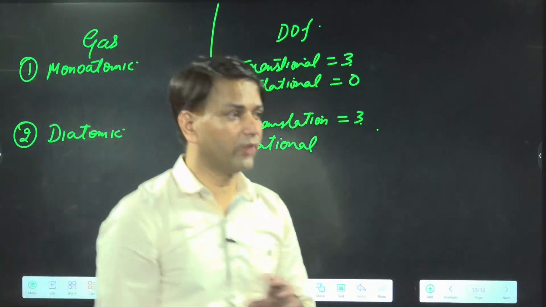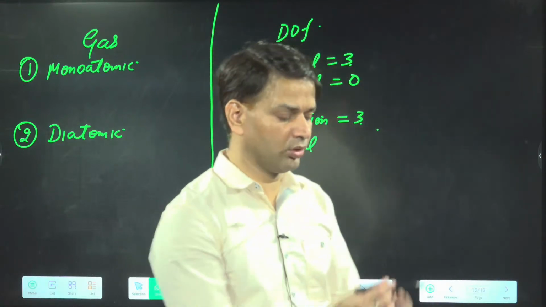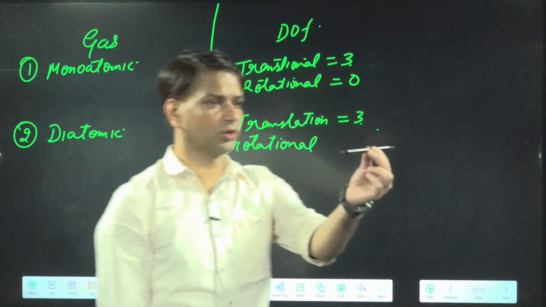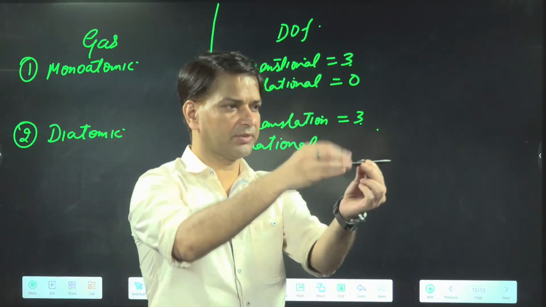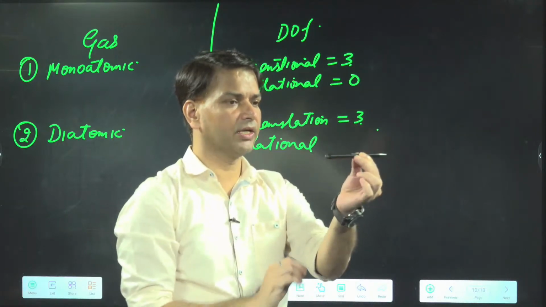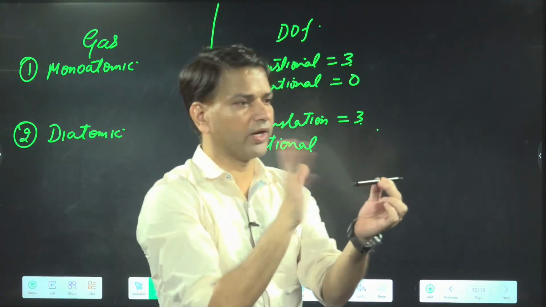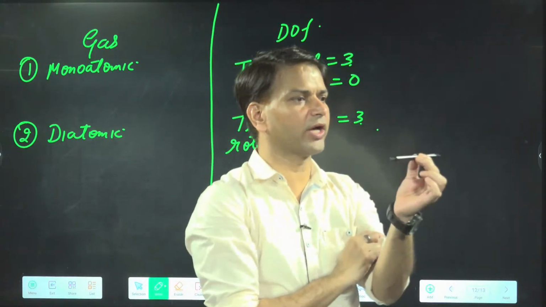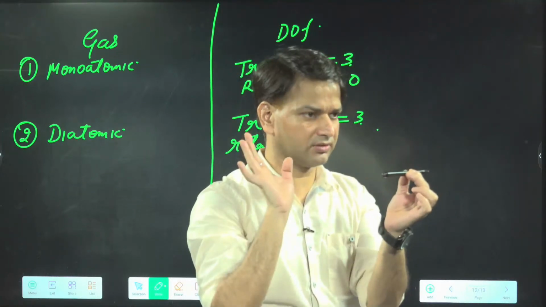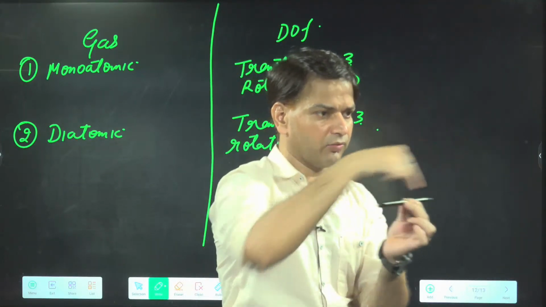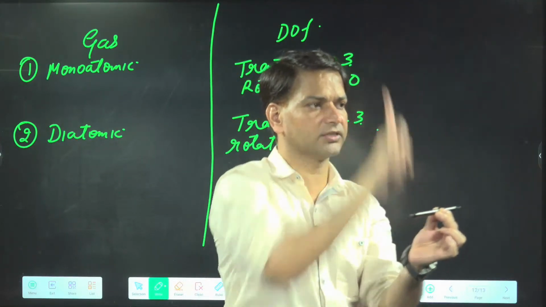Rotational is 2. Why? For the diatomic, why do we take 2? Suppose this is the diatomic molecule: one atom is here, one atom is here. So it will lie along one axis. Suppose it is lying along any axis, that axis you can take as x. Perpendicular to that, one axis will be y and the other axis will be z.